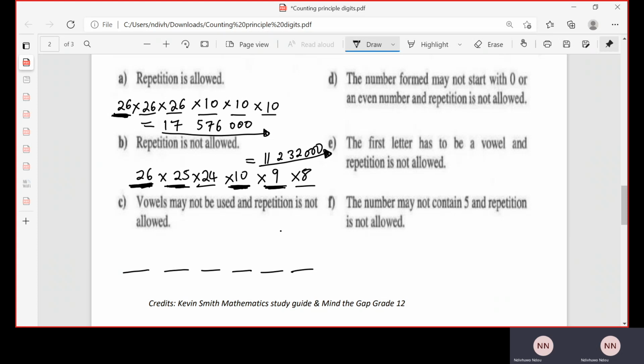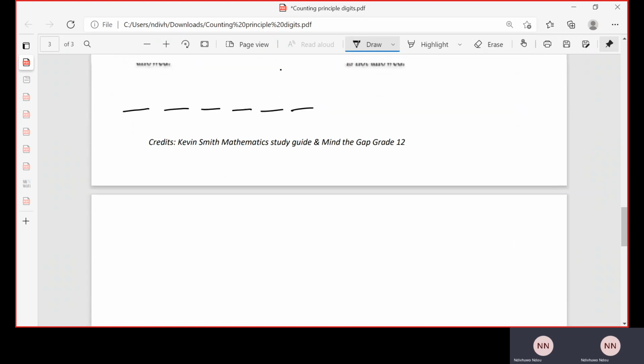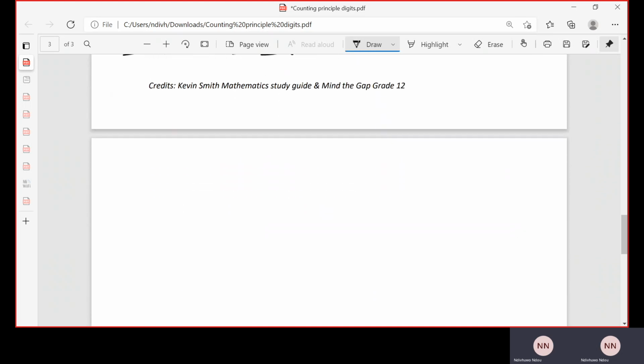When they say vowels may not be used, they are restricting in terms of letters, right? So what are the vowels in our letters? Our vowels are A, E, I, O, U. That's how they taught us in grade R. So how many vowels do we have? 1, 2, 3, 4, 5.